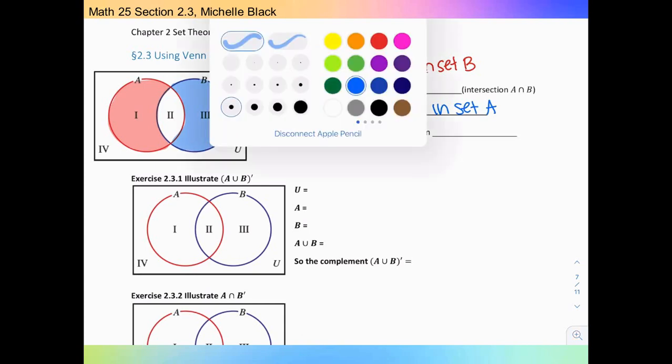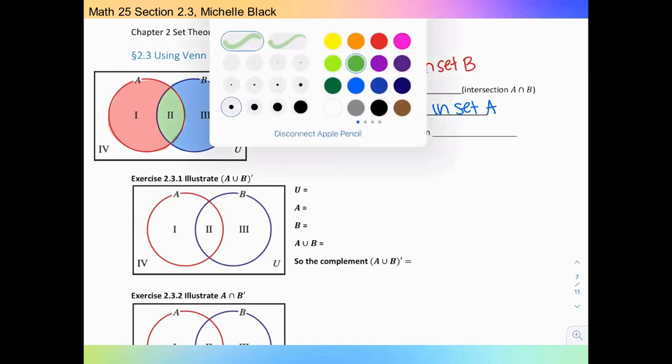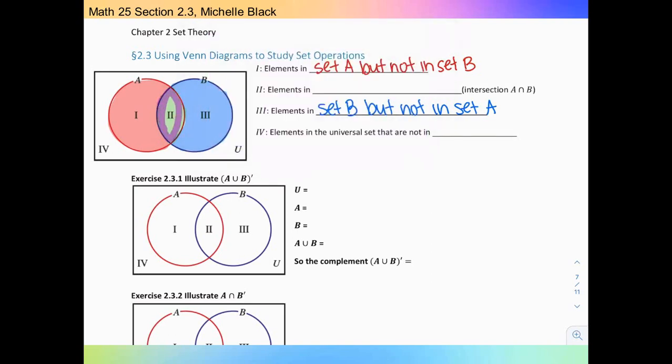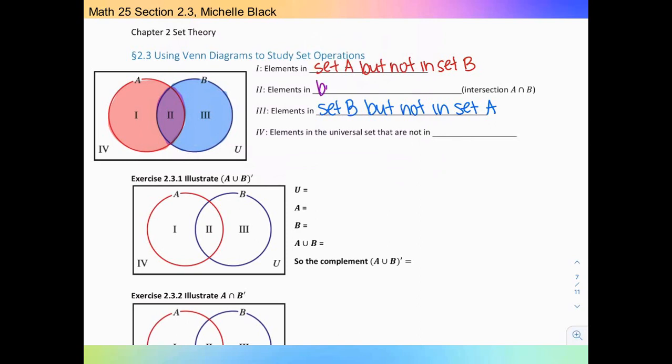And I skipped that region in the middle, or region 2, because those are going to be the elements that live in both A and B, right? They fall within both the red and blue circle. I guess I should have made that in purple, right? Like mixing colors. There we go. So region 2 represents elements in both sets A and B. Or like we learned in section 2.2, this would be the intersection of sets A and B.